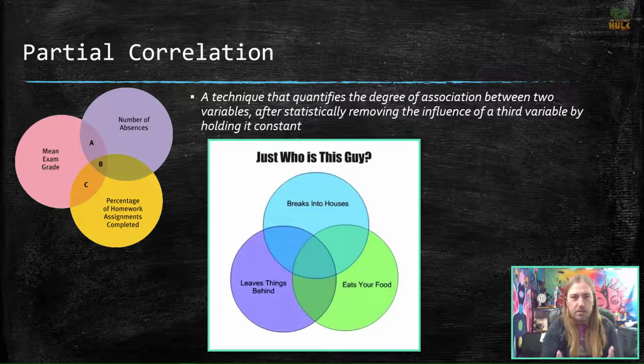Another example, right? Venn diagrams, they're wonderful. Let's figure out who this individual is, right? We have to remove the influence of one variable to see how the other two might be related together.